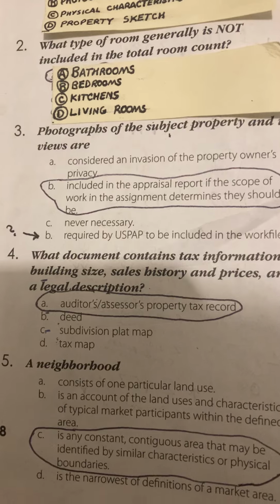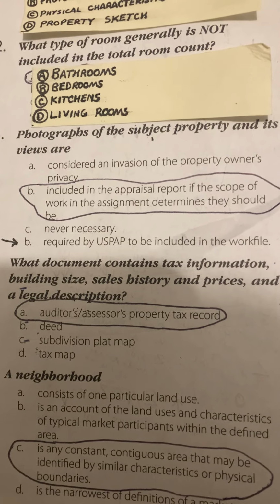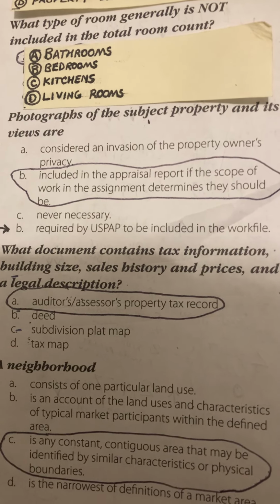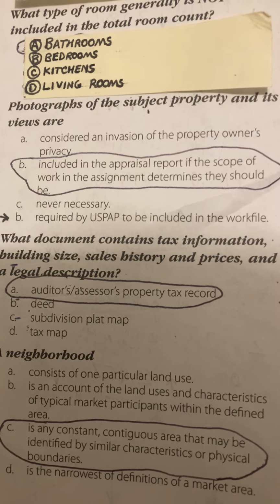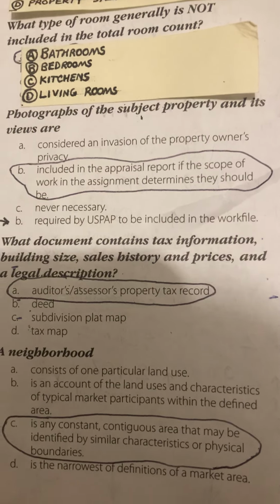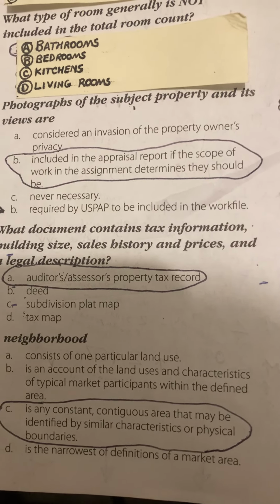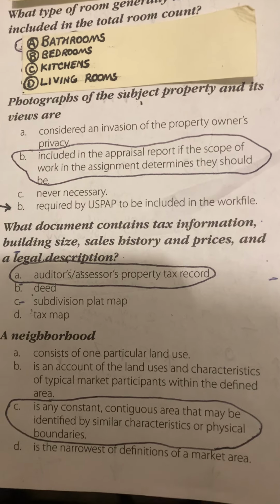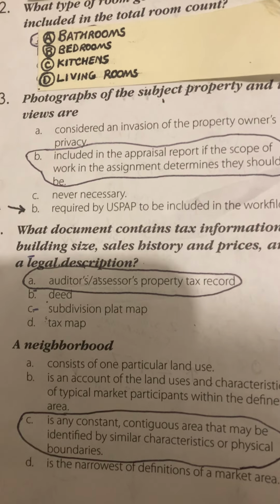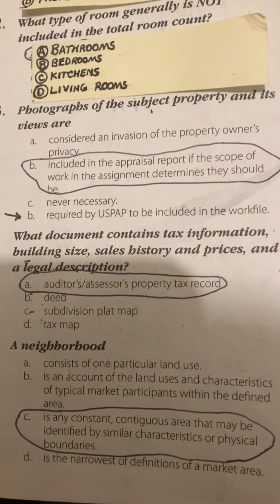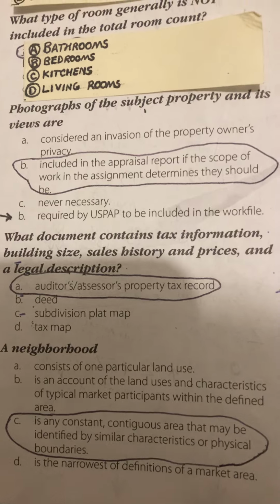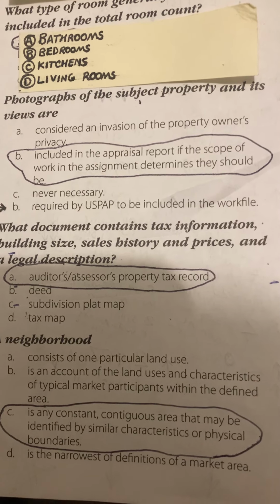Number 5, a neighborhood. A, consists of one particular land use. B is an account of the land uses and characteristics of typical market participants within the defined area. C is any constant contiguous area that may be identified by similar characteristics or physical boundaries. Or D is the narrowest of definitions of a market area. The answer is C. A neighborhood is any constant contiguous area that may be identified by similar characteristics or physical boundaries.